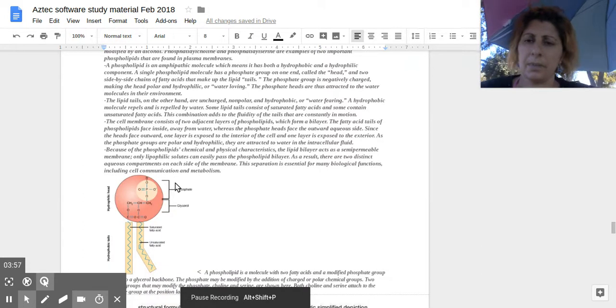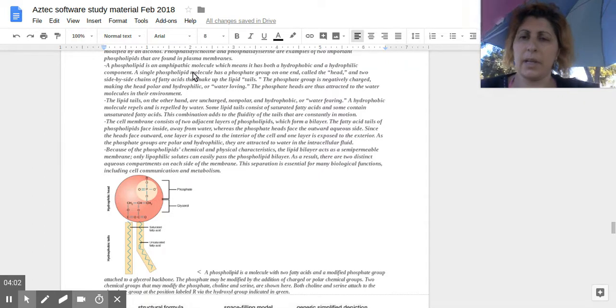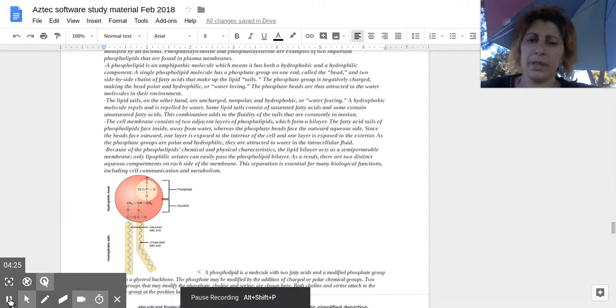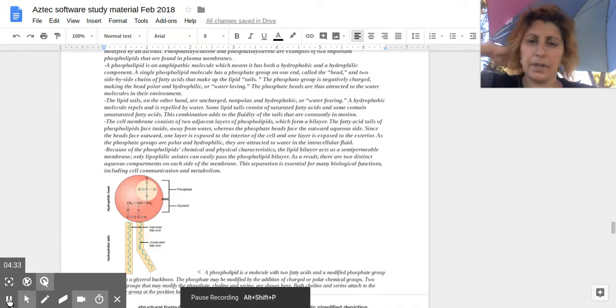So again, a phospholipid is amphipathic, meaning it has polarity and non-polarity as well, so hydrophobic and hydrophilic components within the molecule. The phosphate on an end is called the head. The 2 side-by-side fatty acid chains are the lipid tails. The head is polar, hydrophilic. The tail is non-polar, hydrophobic, which means it's repelled by water.